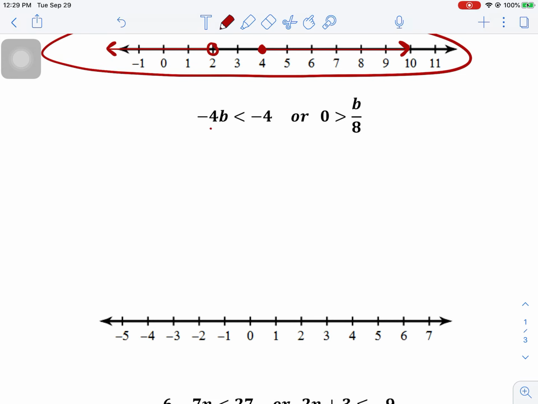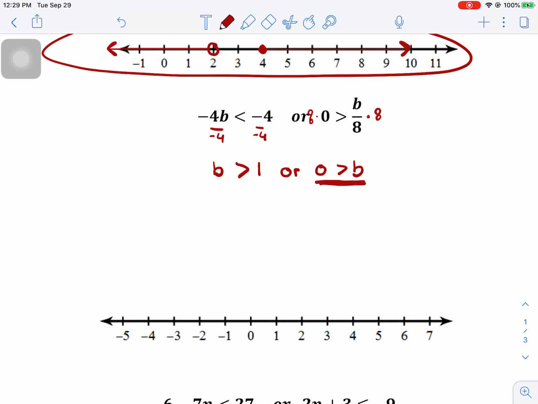Okay, a little review here. We divide by -4. When we divide by a negative, we have to flip the sign, so now it's a greater than sign. Then we would say b is greater than 1. On the other side, we multiply by 8 on both sides, and we get 0 is greater than b. Remember our "or" statement right here.